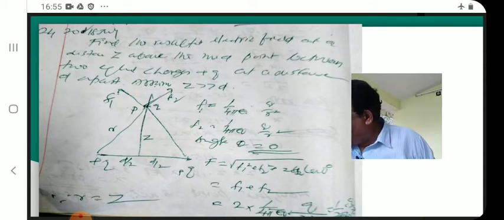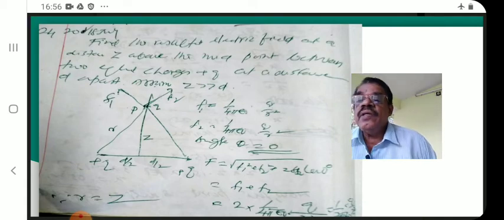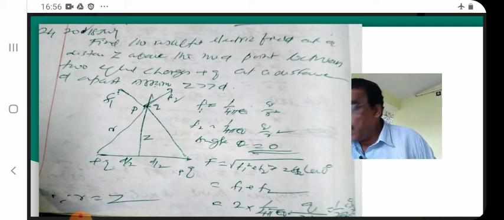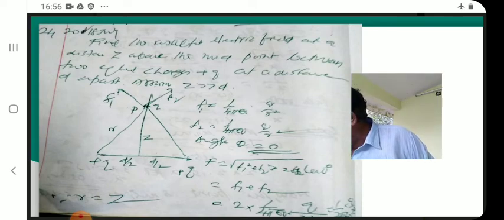Find the resultant electric field at a distance z above the midpoint between two equal charges plus q at a distance d apart. Assume Z much greater than D. I will read it again. Find the resultant electric field at a distance Z above the midpoint between two equal charges plus Q at a distance D apart. Assume Z much greater than D.